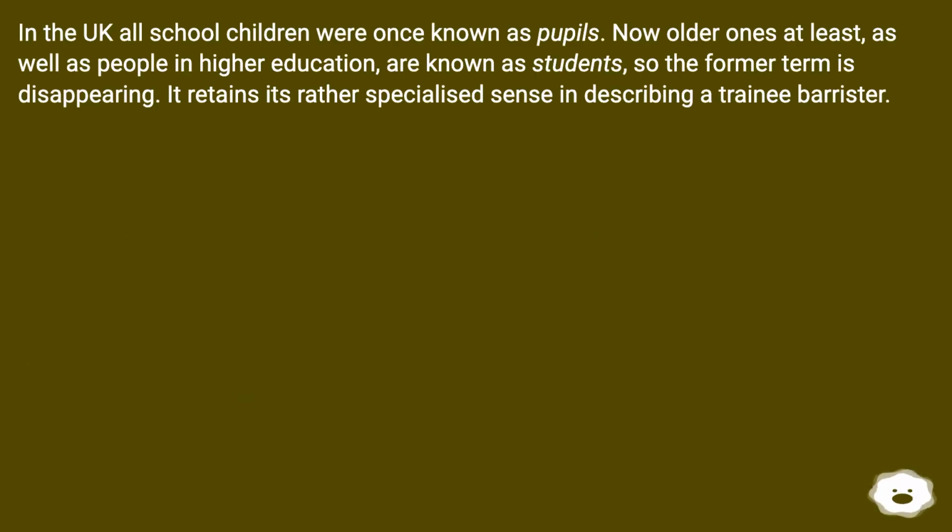In the UK, all school children were once known as pupils. Now older ones, at least, as well as people in higher education, are known as students, so the former term is disappearing. It retains its rather specialized sense in describing a trainee barrister.